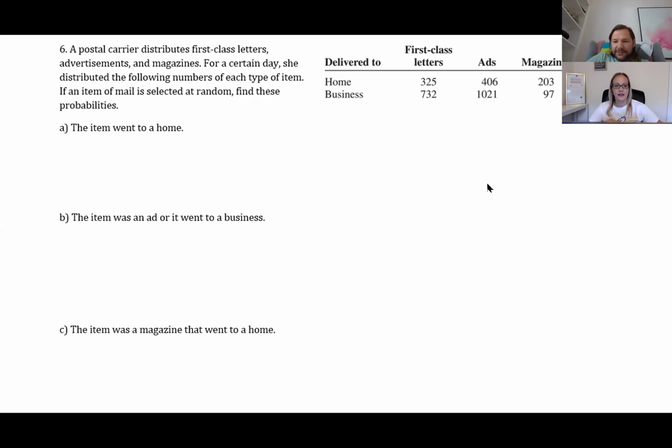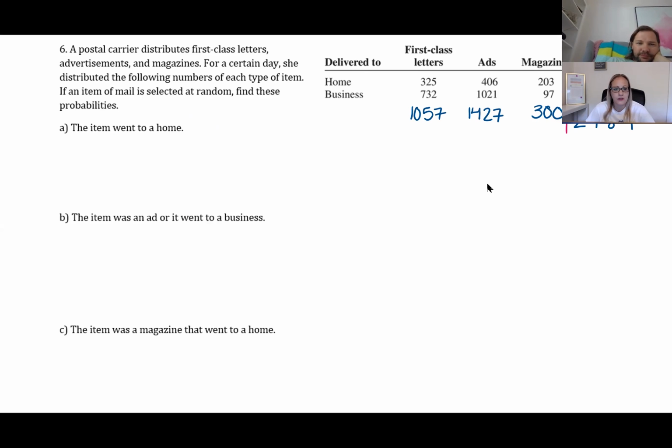Karen, you want to talk about this one? Yep, so it says a postal carrier distributes first-class letters, advertisements, and magazines. We have that data there about what she delivered. If an item of mail is selected at random, find these probabilities. So the first thing I would do, if your table or the data they give you doesn't have the totals done for you, then I would do that first. So you just add up all your columns, add up all your rows, and make sure you get the totals for each of those. So I went ahead and did that over there.